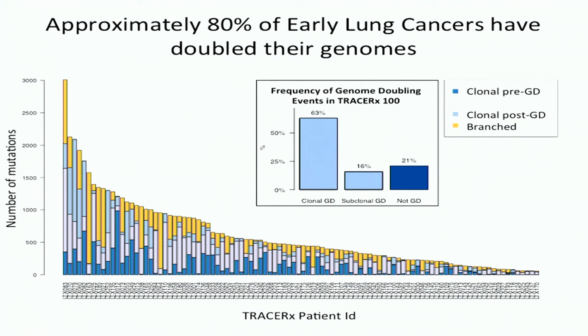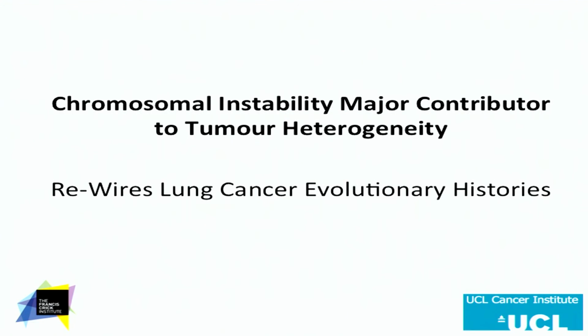And in lung cancer, this happens a lot. 80% of our early stage lung cancers have doubled their genomes very early on in tumor evolution. It's a clonal event. It's probably occurring before that first tumor cell invades through the basement membrane and spreads either within the lung or throughout the body. This just shows, I'm afraid it's a bit of a messy plot, but for the most part, genome doubling is a very early event in tumor evolution in lung cancer.